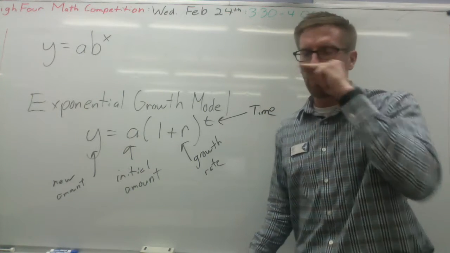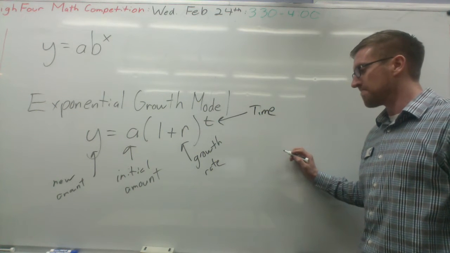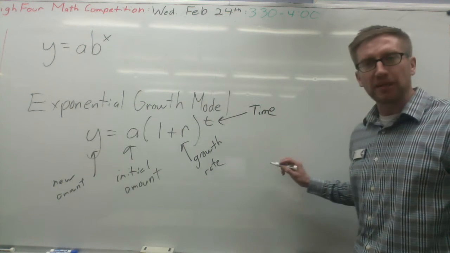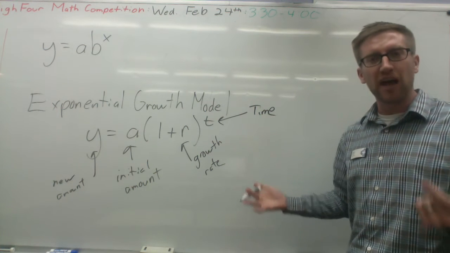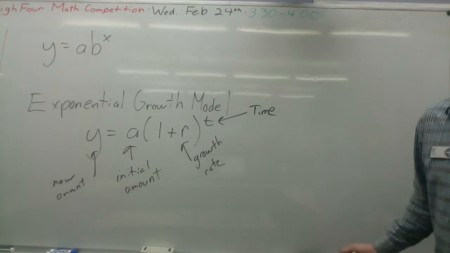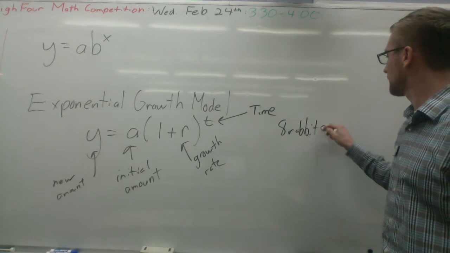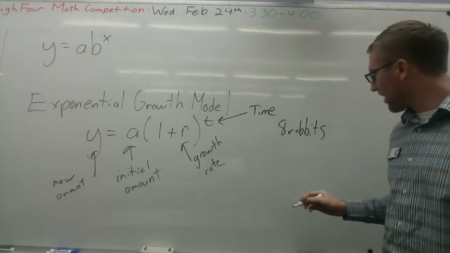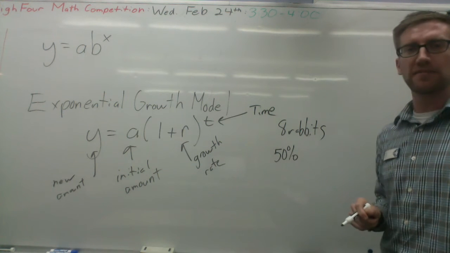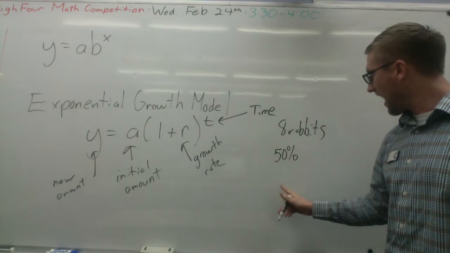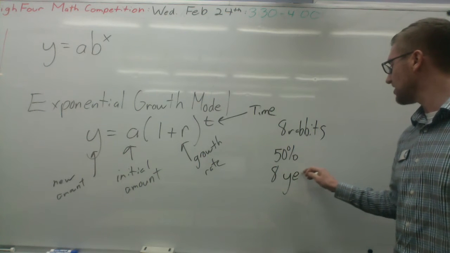Alright, so for example, let's say we're talking about some rabbits. Rabbits, they like to have a lot of babies, okay? And babies, when you have rabbits, grow exponentially. So let's say there were initially 8 rabbits. Okay, they are growing at a rate of 50% per year. How many rabbits would there be after 8 years?